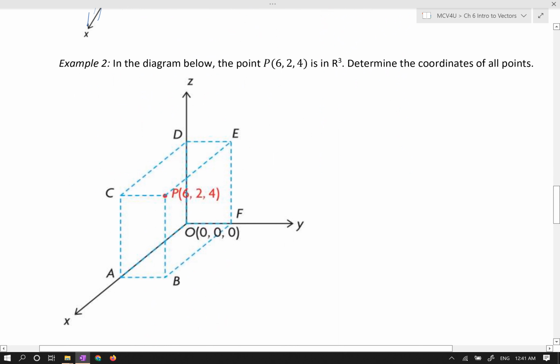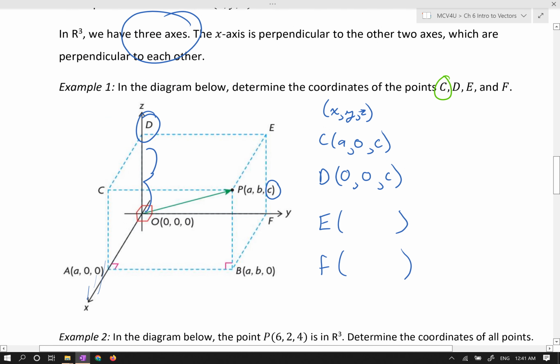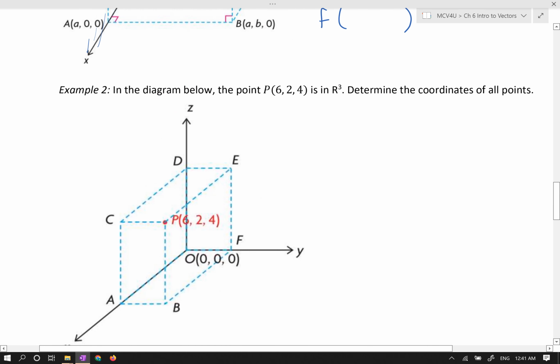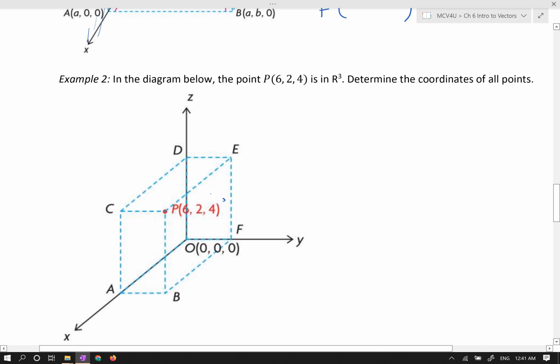So here we have another diagram. All right, so here we have a rectangular prism. And point P, did we follow the instructions? Yes, we did. Okay, so point P is at 6, 2, 4. And again, we want to try and find the coordinates of all of the points here. Together, we'll find some of the coordinates, then we'll play around with it a little bit and leave you to finish it up on your own.